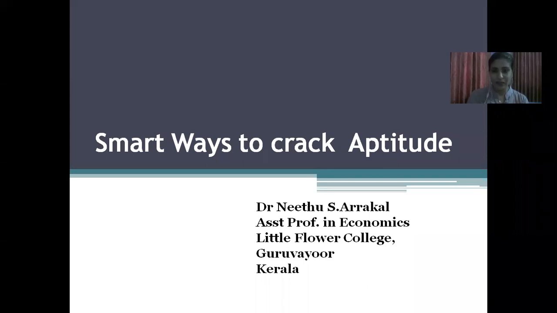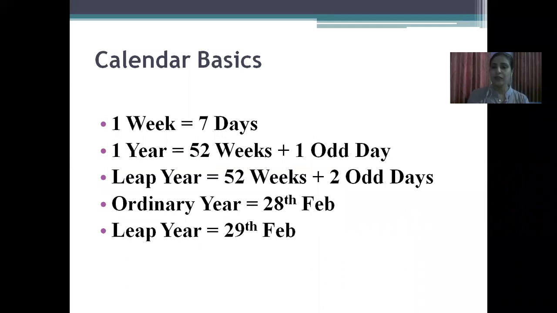I'm going to discuss some of the smartest ways to crack the aptitude. Before we solve the problem, we need to understand the basics of the calendar. That is, one week is 7 days, and 1 year is 52 weeks plus one odd day.